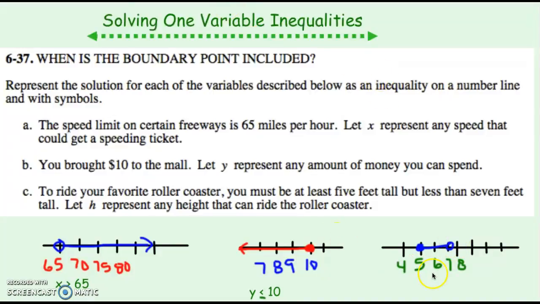So for this one it's a little different because it has a starting point and an ending point. To write this in symbols, I would start with my lower boundary point. So I would have 5, and it could be any number greater than or equal to 5. And then it would have to be less than 7. So this shows H is greater than or equal to 5, but H is less than 7.